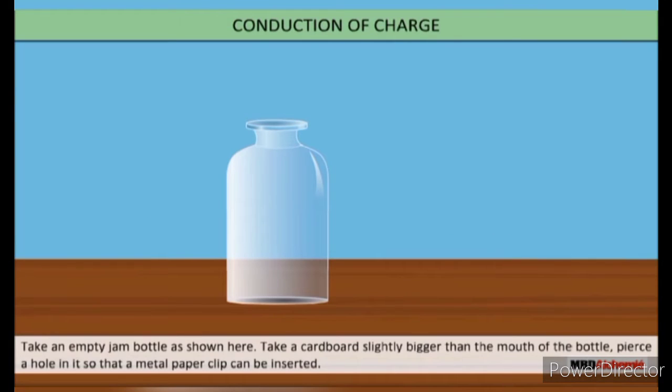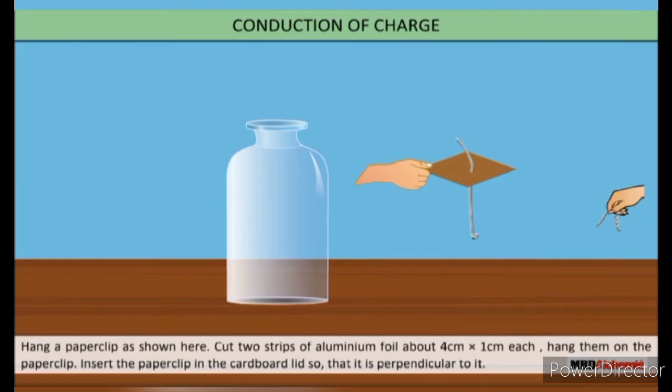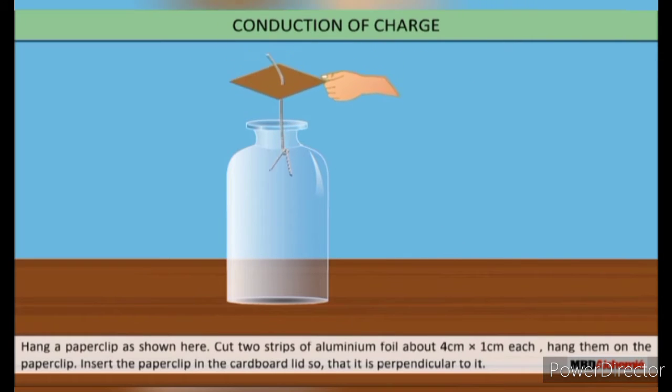Take an empty jam bottle, as shown here. Take a piece of cardboard slightly bigger in size than the mouth of the bottle. Pierce a hole in it so that a metal paper clip could be inserted. Hang a paper clip as shown here. Cut 2 strips of aluminium foil about 4 cm by 1 cm each. Hang them on the paper clip. Insert the paper clip in the cardboard lid so that it is perpendicular to it.